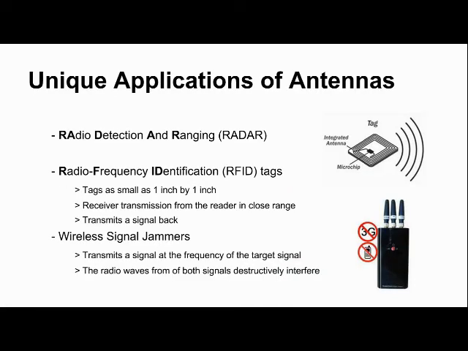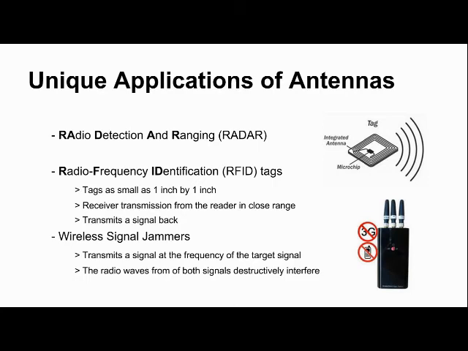Similar to a GPS receiver is the radar, which uses the reflection of emitted waves to determine the location of surrounding objects. Now we'll talk about some unique applications of antennas. The radio frequency identification, or RFID tag, is unique in that it's very small, so it can be placed virtually anywhere and it doesn't require an internal power source. It can use the radio waves it receives to power itself and transmit back information.